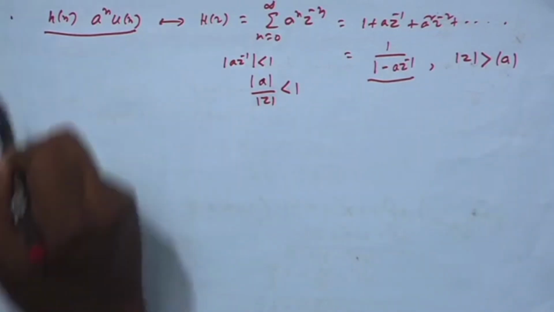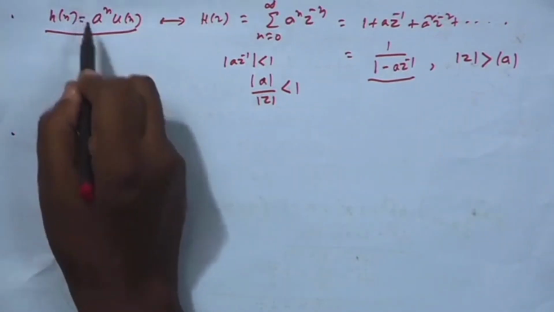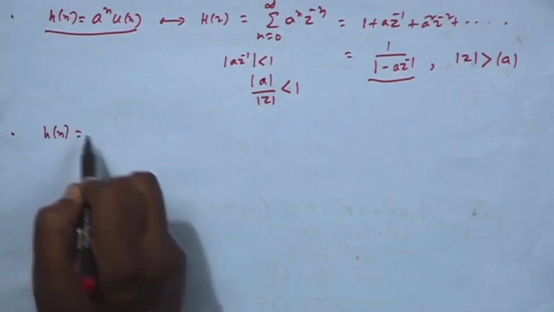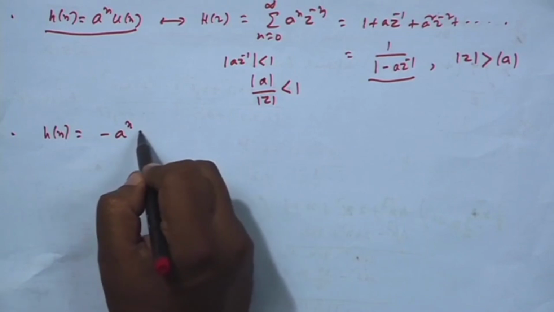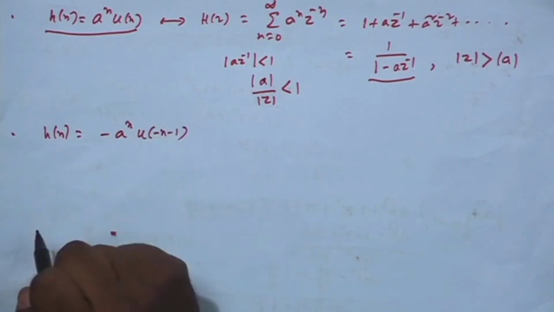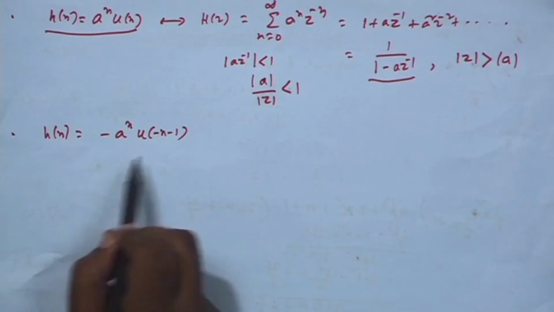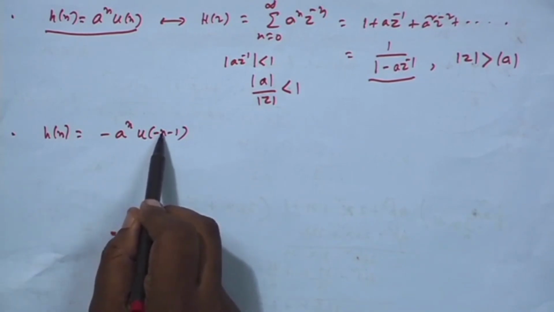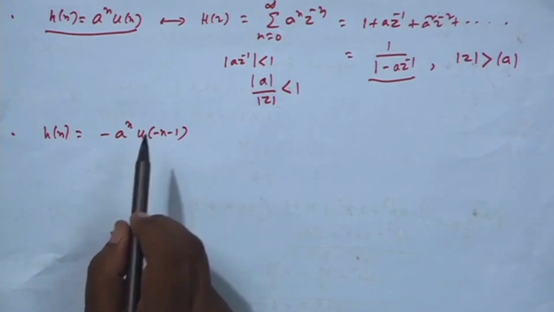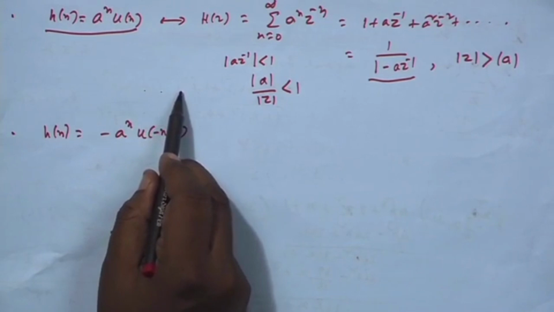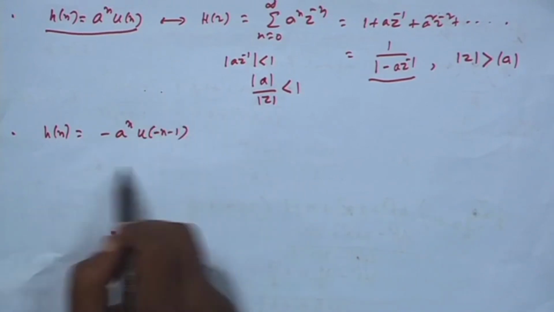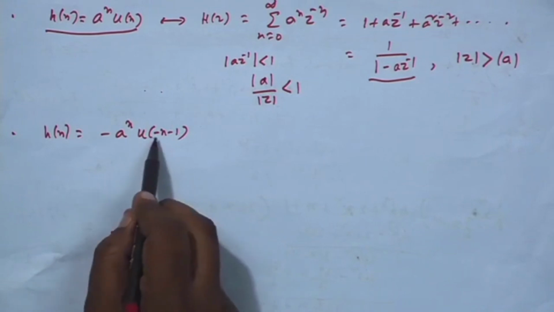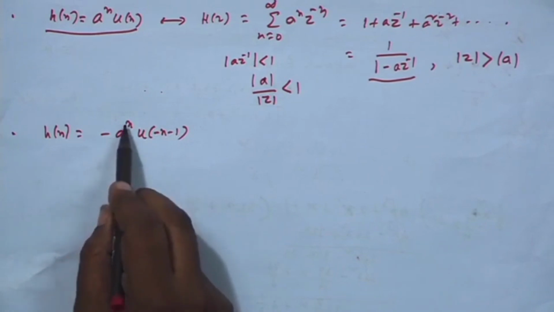On the other hand, suppose I have h n equal to minus a to the power n u of minus n minus 1. What is this sequence? If you put n equal to 0, u minus 1, that is 0. n equal to 1, u minus 2, 0. n equal to 2, u minus 3, 0. So, as you go rightward, this value is 0. But if you start at n equal to minus 1, minus minus plus, plus 1 minus 1, that is u 0, that is 1. So, it will be minus a to the power minus 1.